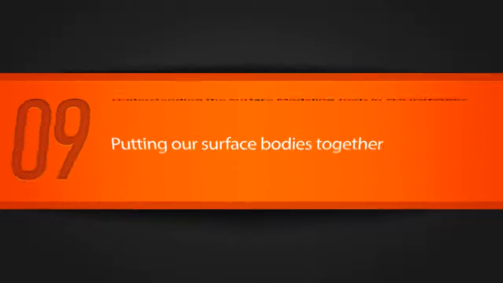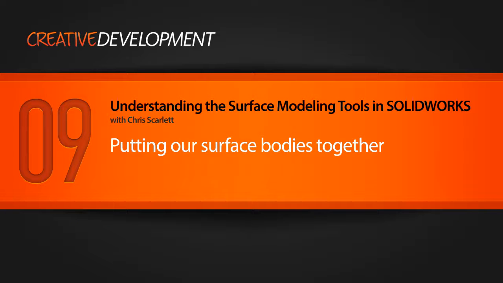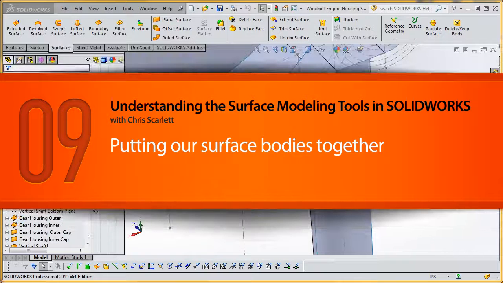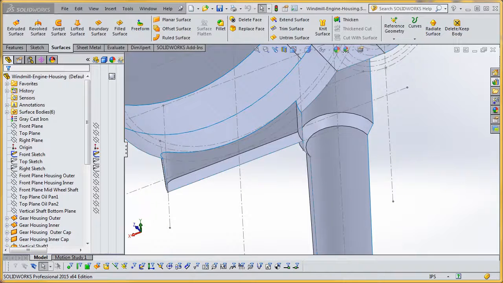In this lesson, we will take our oil pan surface body and knit it to our gear housing, mirror this surface to the backside, add in some fillets along the way, and then look at various options as we go through this. So again, just like with the previous lessons, we have two different files that are going to be available for this lesson.